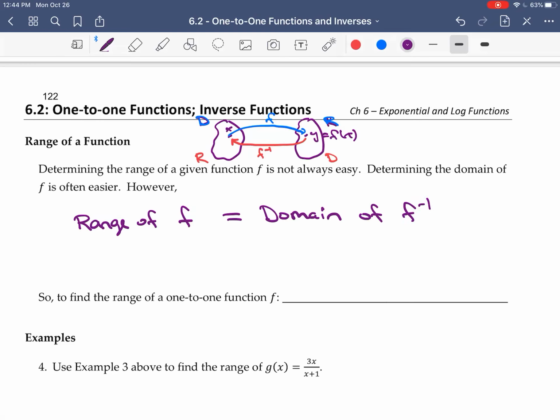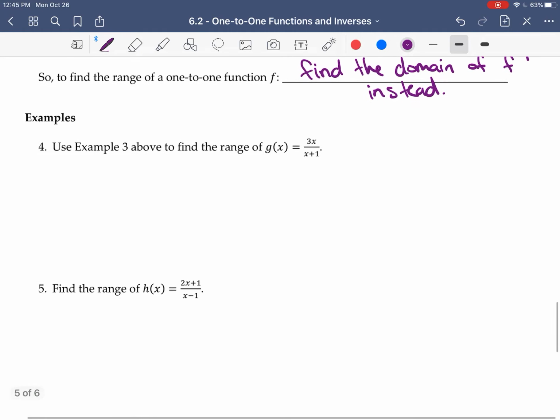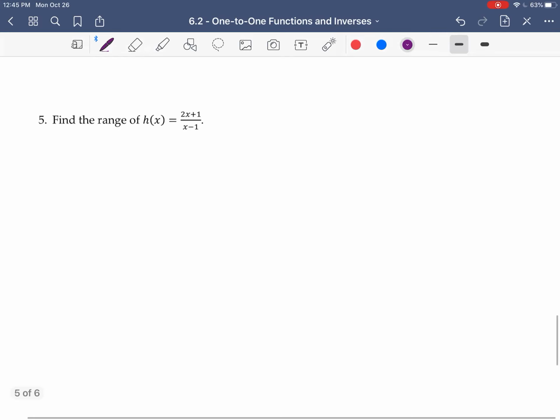So if the inverse exists and you find it, then you can find the range of f by finding the domain of f inverse. So to find the range of a one-to-one function f, you can find the domain of the f inverse function instead, which is often easier. Now again, I'm going to skip example 4 because you did that one. And let's do example 5 here.